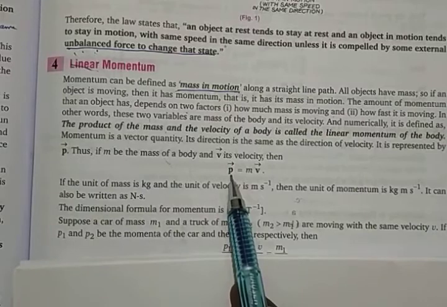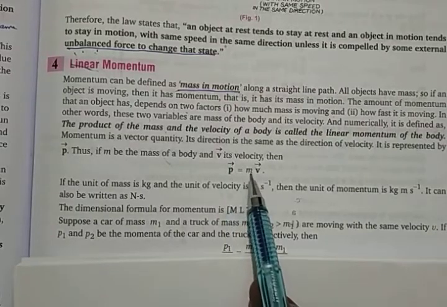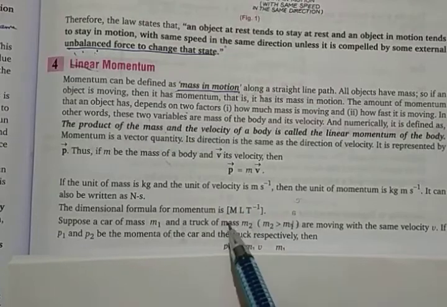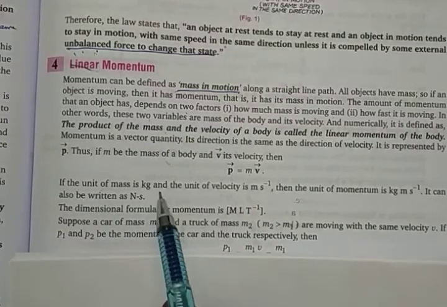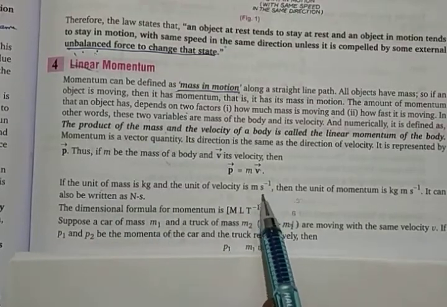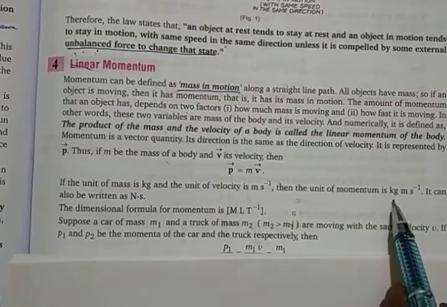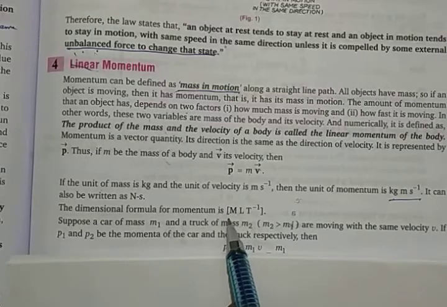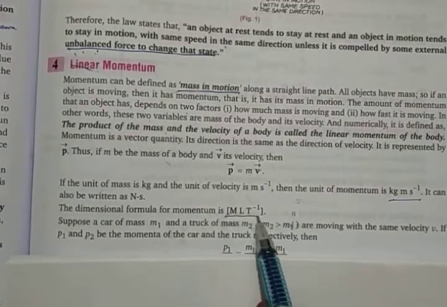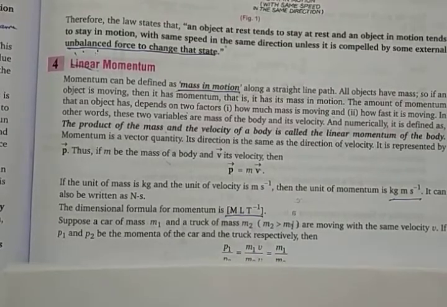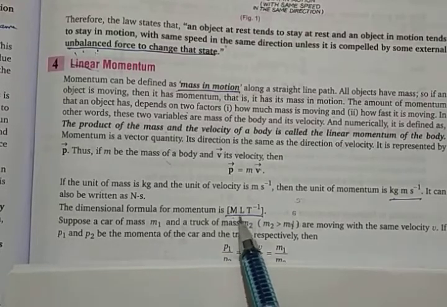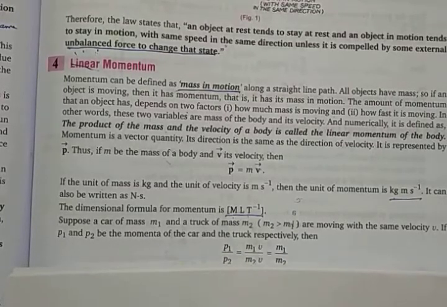So it is a vector quantity. P vector is equal to m into v vector. Mass into velocity. The unit of mass is kilograms and velocity is given in meters per second, so the SI unit is kg meter per second. We know already the dimensions, we have learned this. Now the first dimension is coming into application. What is the momentum dimension? Mass into velocity.